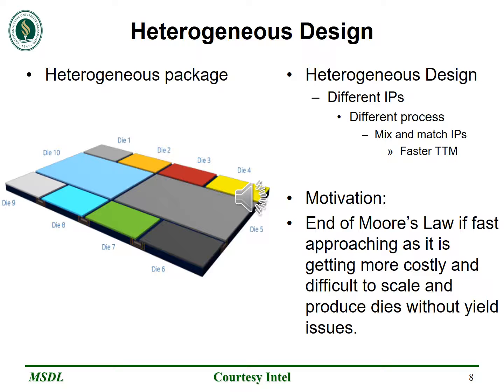Moore's law states the observation that the number of transistors in a dense integrated circuit doubles about every 2 years. So we can see how it is getting costly and difficult to scale and produce a die without yield issues. So this is a motivation for the heterogeneous design.